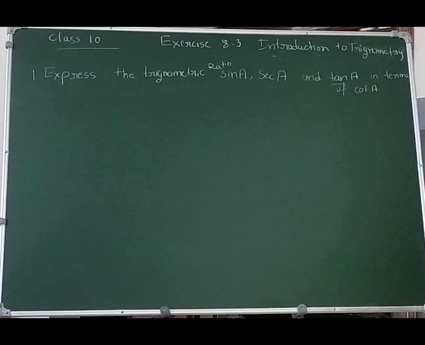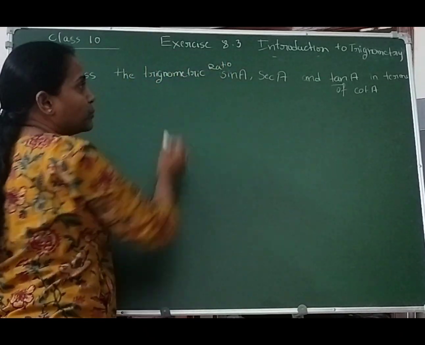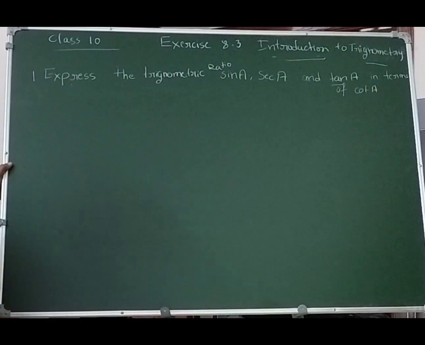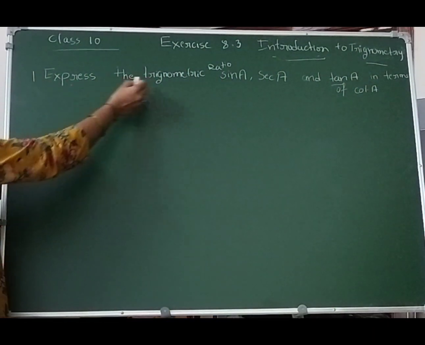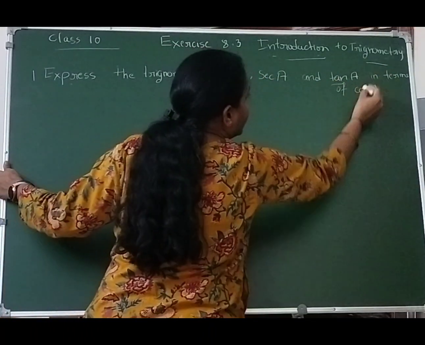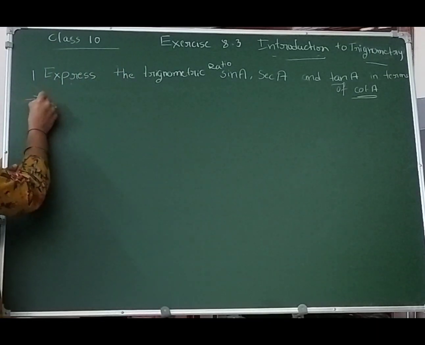In this video, we'll discuss exercise 8.3 in Introduction to Trigonometry. In that, the first question is: express the trigonometric ratios sin A, secant A and tan A in terms of cot A. Let's solve the question.